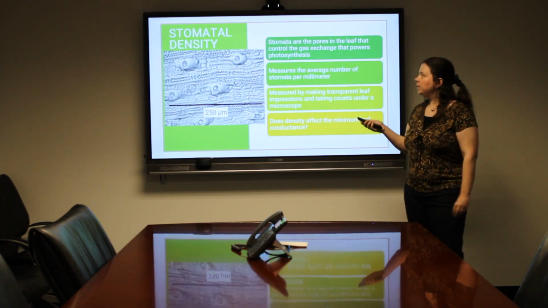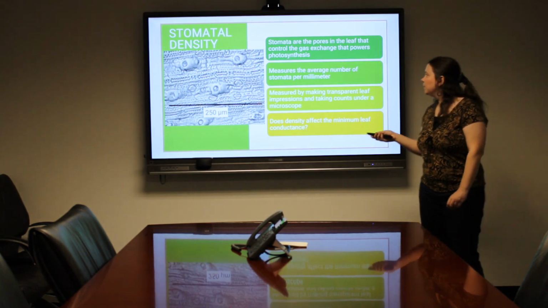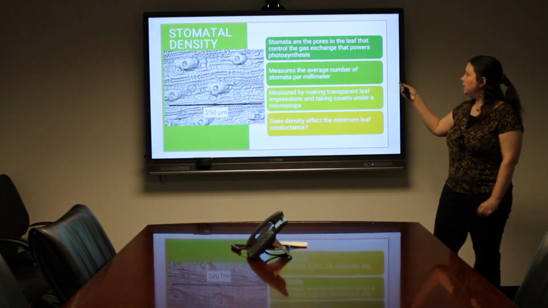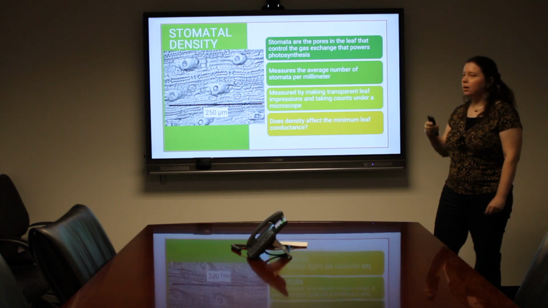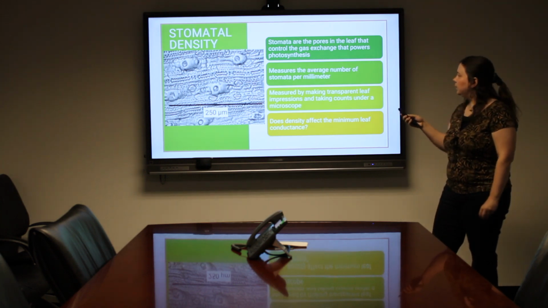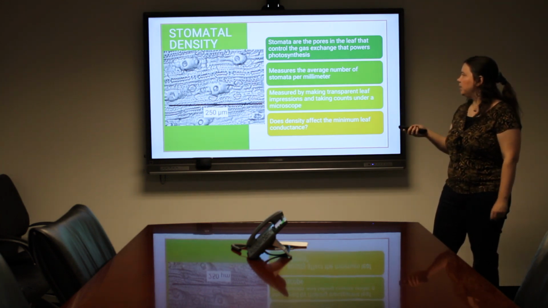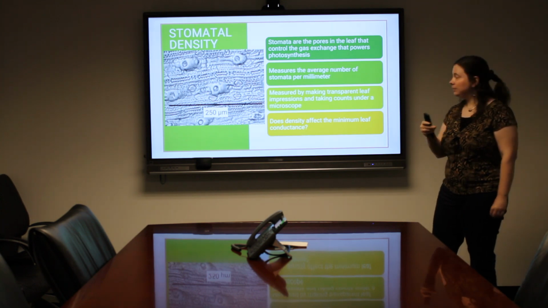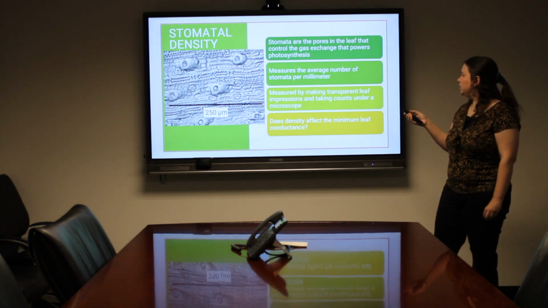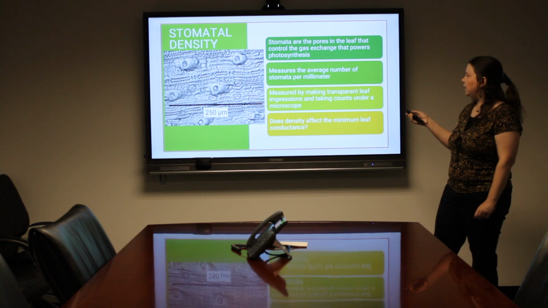Another functional trait that we'll be looking at is stomatal density. So the stomata are the pores in the leaf that control the gas exchange that powers photosynthesis. And stomatal density measures the average number of stomata per millimeter of leaf. It's measured by making transparent leaf impressions and taking counts under a microscope.